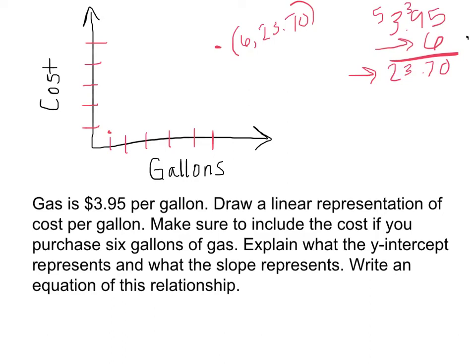We could also do 0 gallons. If I buy 0 gallons of gas, how much money do I pay? Well, I don't pay anything. I haven't bought anything. So that would be (0, 0). And now I can connect these dots and show a linear equation. Okay? So I've drawn my linear equation. I've included the cost for that 6 gallons of gas.